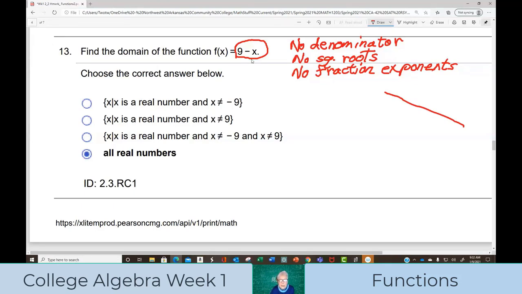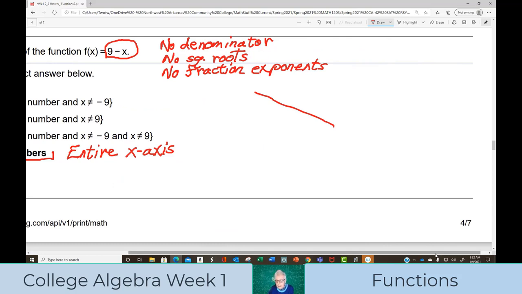So, polynomials all have the same domain. Other things can be different, but polynomials all have the same domain. And that is all real numbers. All real numbers is another way of saying the entire X axis. Okay, the domain is the source of all of the X coordinates that can be used in the function. So I need to write that even though it won't be so neat.